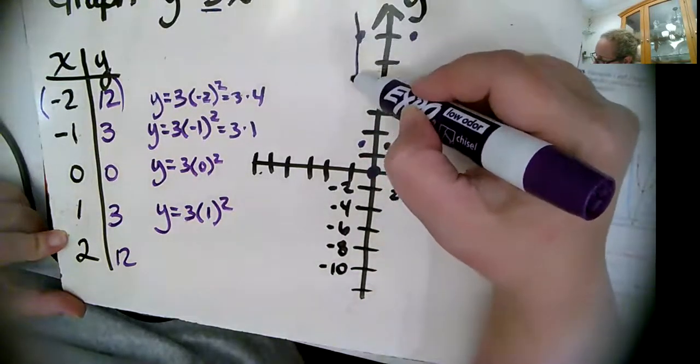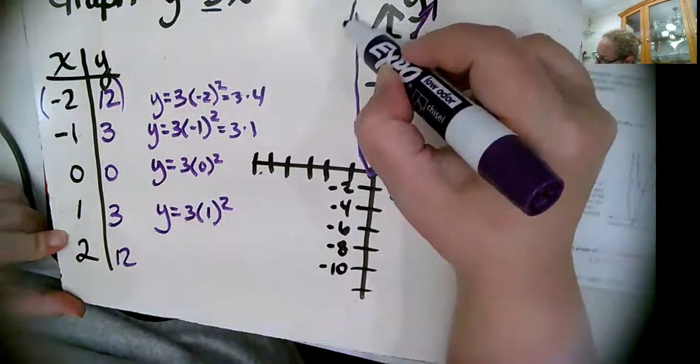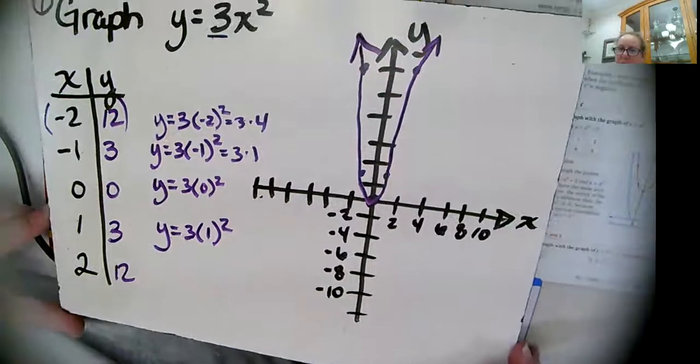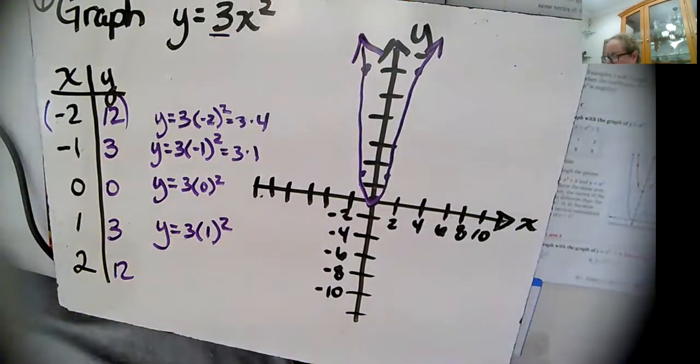When we connect the points, we get this U-shaped parabola. Not that perfect, but got the job done. So that's example 1. Now we have example 2.